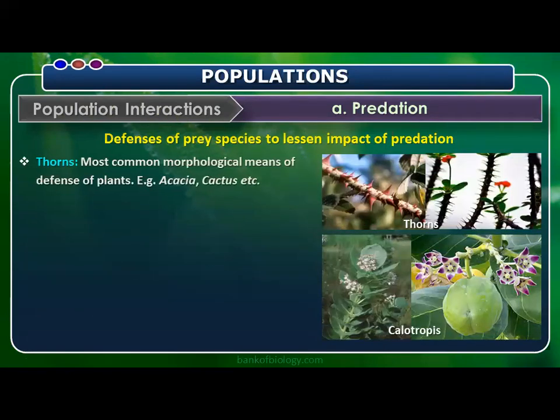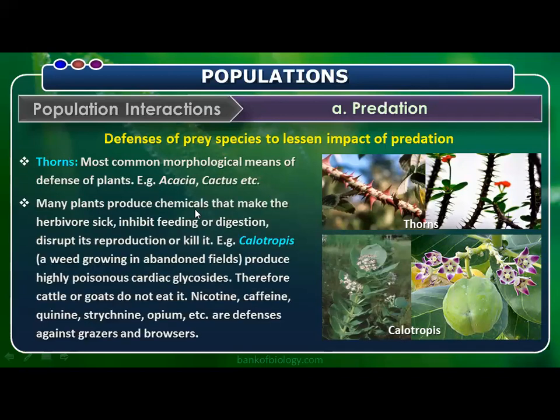And the thorns of the plants: how do plants make a defense mechanism? The most common morphological means of defense in plants are seen in acacia and cactus. Many plants produce chemicals that make the herbivore sick, inhibit its feeding or digestion, disrupt its reproduction, or kill it. We have a best example, Calotropis. You see here, this is the Calotropis plant.